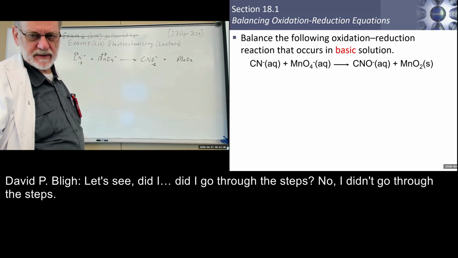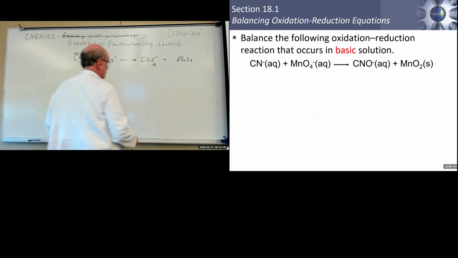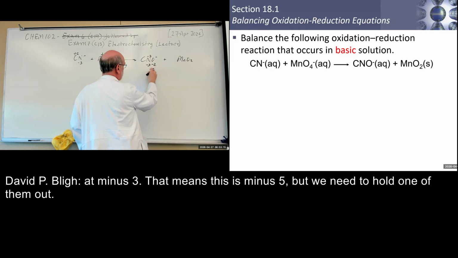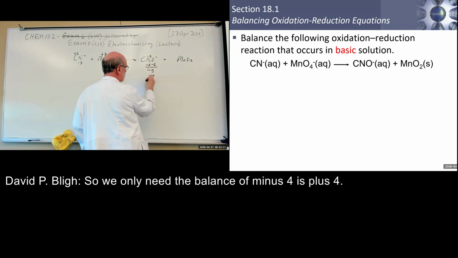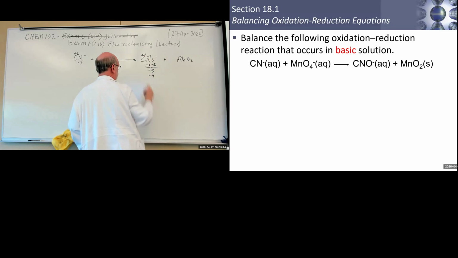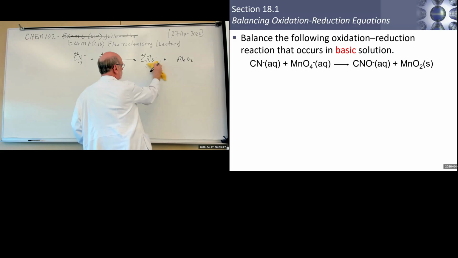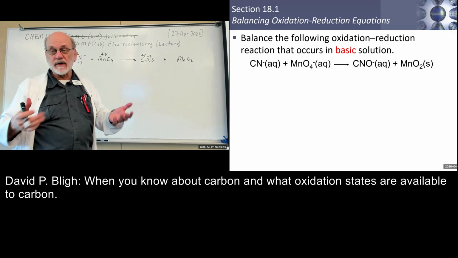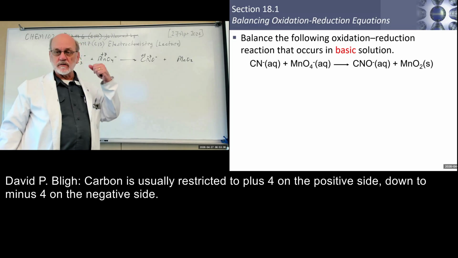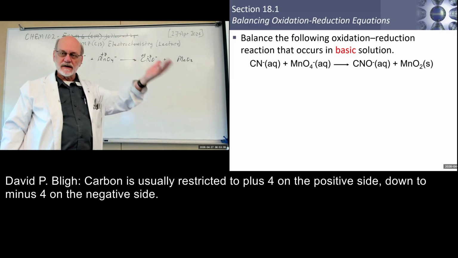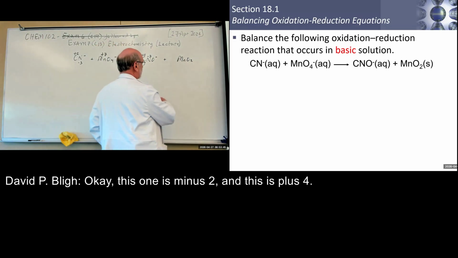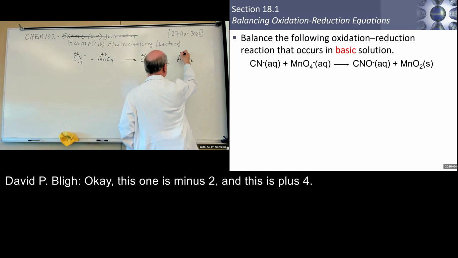Let's see. Did I go through the steps? No, I didn't go through the steps. We're going to have to say this is -3. Right, -3. That means this is -5, but we need to hold one of them out. So we only need to balance a -4 is +4. And that makes sense. When you know about carbon and what oxidation states are available to carbon, carbon is usually restricted to +4 on the positive side down to -4 on the negative side. So that works. Okay, and this one is -2 and this is +4.